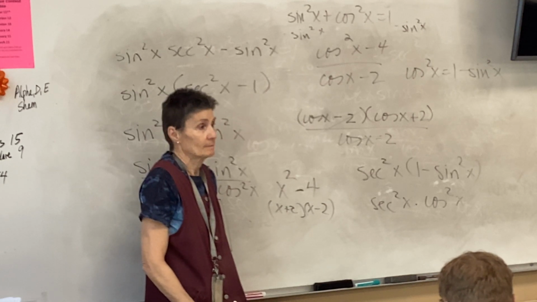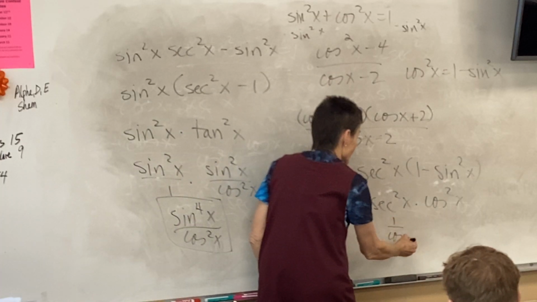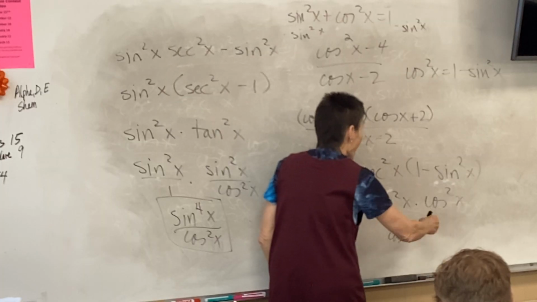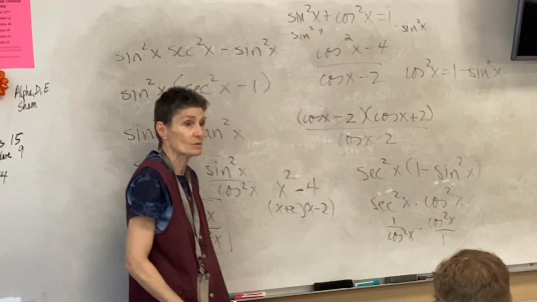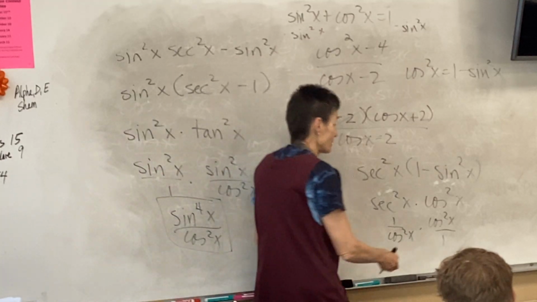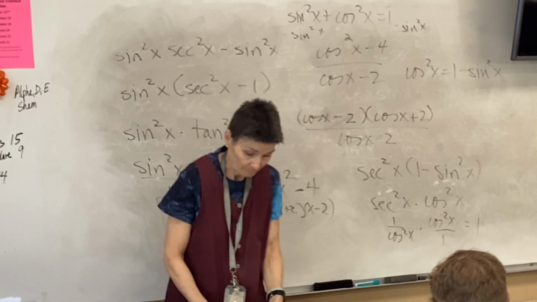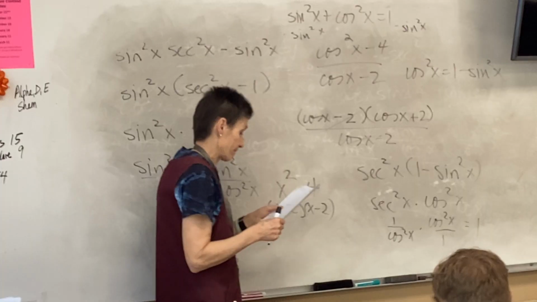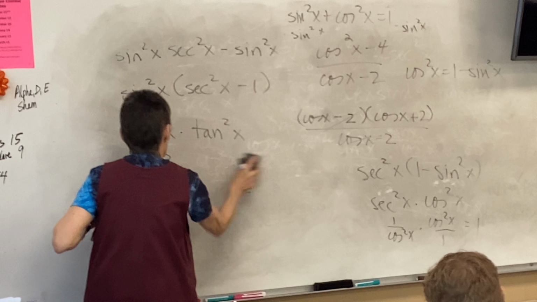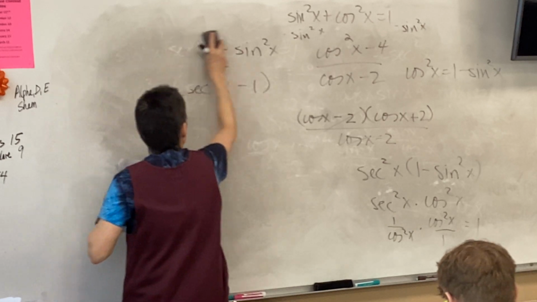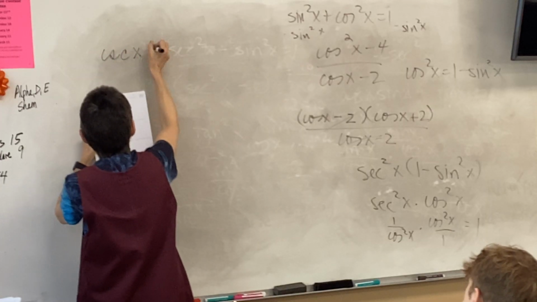What's secant? 1 over cosine. So this is 1 over cosine squared times cosine squared over 1. What happens when you multiply those? It all cancels and you end up with 1. Yep. Shorty. Gotta just keep paying attention and hammering it out here.